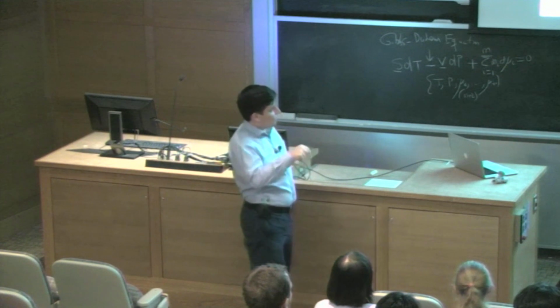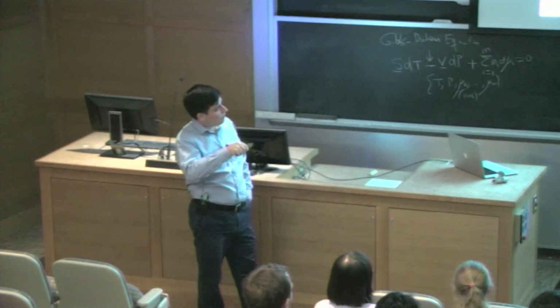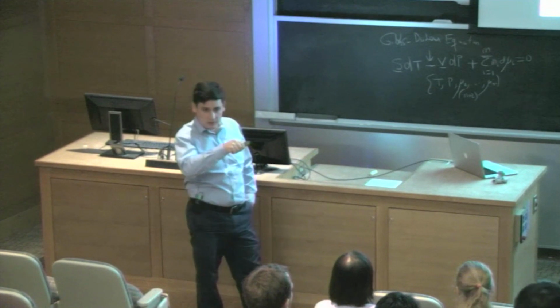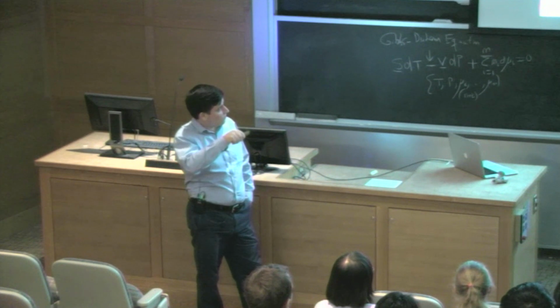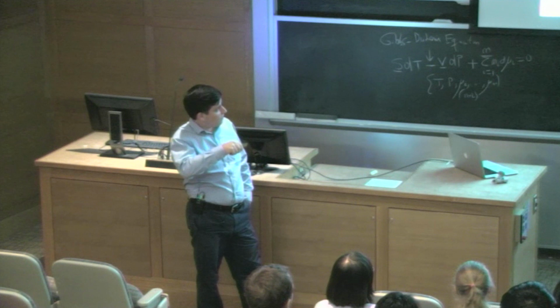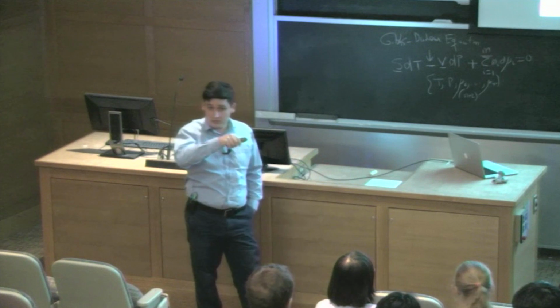Okay. The equation has a solution, which is A times cosine omega t. It's not the only possible solution. It's a solution to this equation. We can substitute that solution into the equation and determine, for example, what this oscillation frequency omega has to be. It's the square root of k over m, or what the amplitude has to be. It's the square root of E over k. All right. So you've seen this from physics before.